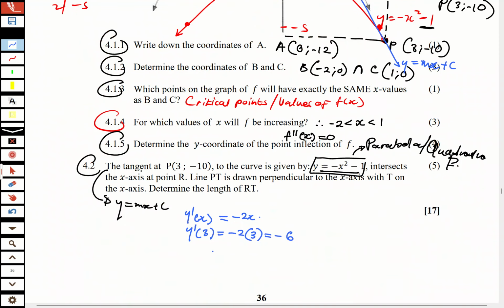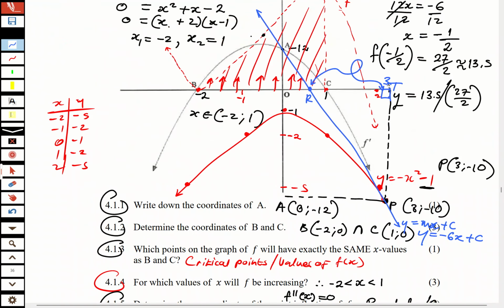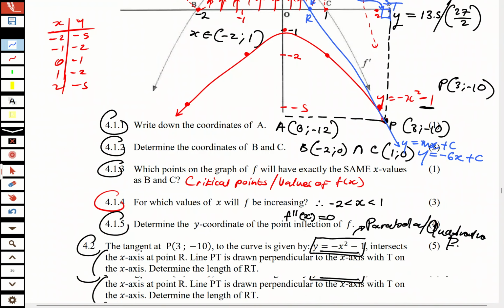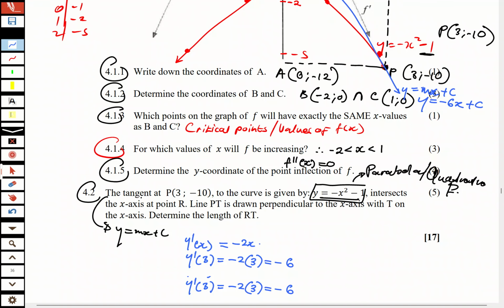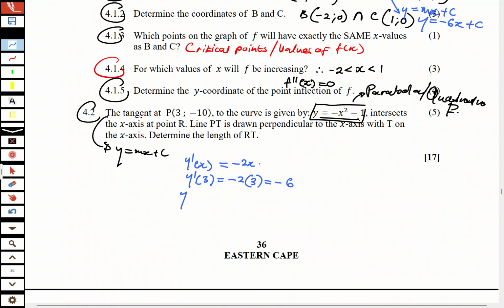So now you have y equals negative 6x. Don't worry about the c for now. This c, remember, always tells us about the y-intercept, where your straight line cuts the y-axis. Do you need to find that? Yeah, you can find it. This is also a point on this function, so you'll use that point and say y equals negative 6x plus c, and then use that point P there.